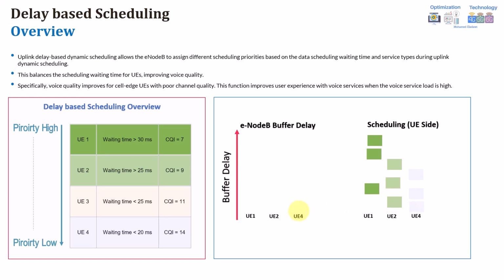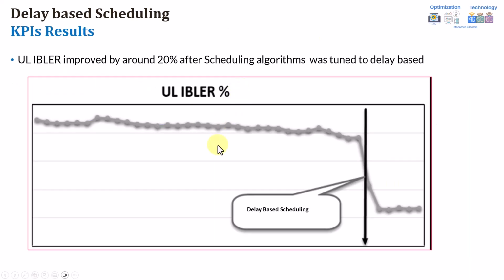It will improve the voice quality because you improve the waiting time; these users get faster scheduling, and for sure this will be reflected in the KPIs. You can see improvement, for example, in block error rate, especially in the uplink, and this is what we have seen before. Even from drive test, you can see the voice quality improving a lot. Let me show you an example from one of the networks. After enabling delay-based scheduling, we saw more than 20% improvement in the uplink BLER, and from the drive test at that time, we also saw improvement in the voice quality.